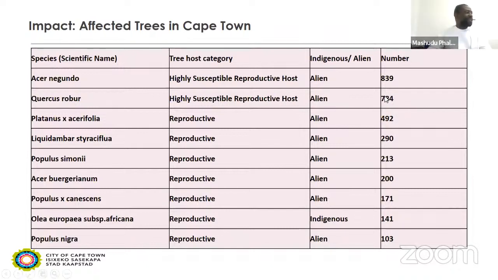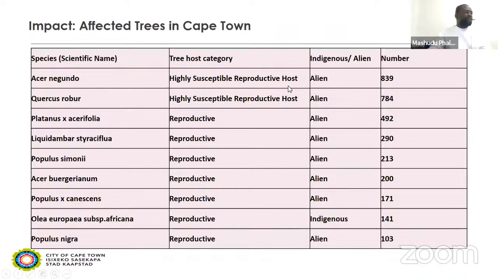English oak is the second most affected tree species, with just over 780 individuals found to date. Then your London plane, with close to 500 trees affected by the beetle, and the list goes on. In the top 9 most affected trees, we only have one indigenous tree, which is a wild olive, which from a nature conservation point of view is quite encouraging.